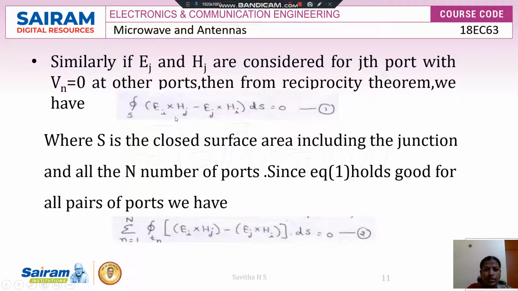Then the reciprocity theorem gives the closed surface integral of Ei cross Hj minus Ej cross Hi into ds equals 0. I am calling this expression 1, where S is the closed surface area including the junction and n is the number of ports. So for deriving this expression, we are considering n number of ports. If I consider m number of ports, equation 1 holds good for all pairs of ports, that is, m is equal to n, and the closed surface integral of Ei cross Hj minus Ej cross Hi into ds equals 0. I am calling this expression 2.